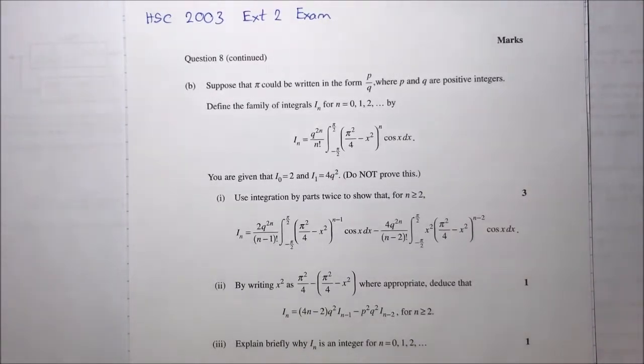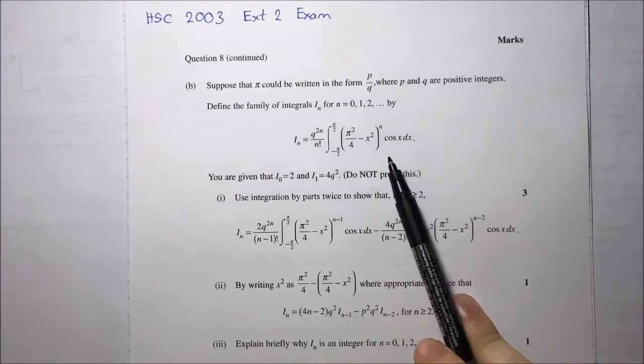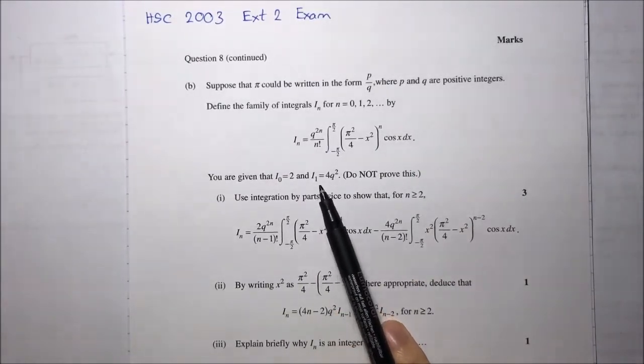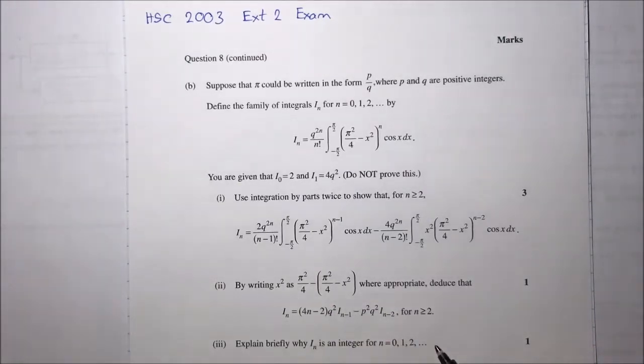Suppose that pi could be written in the form p on q, where p and q are positive integers. Define the family of integrals I_n for n equals 0, 1, 2, and so on by that expression there, and you are given these two results, I_0 equals 2, I_1 equals 4q squared. We don't need to prove those.